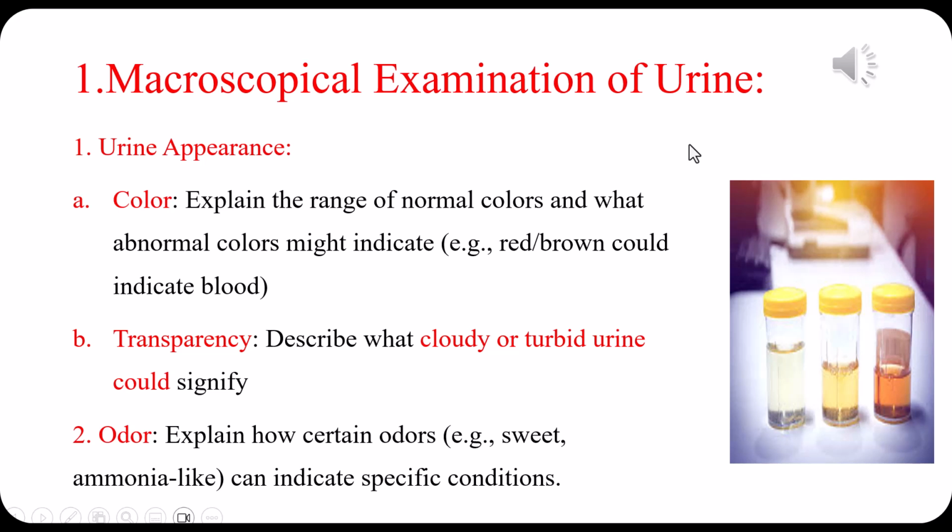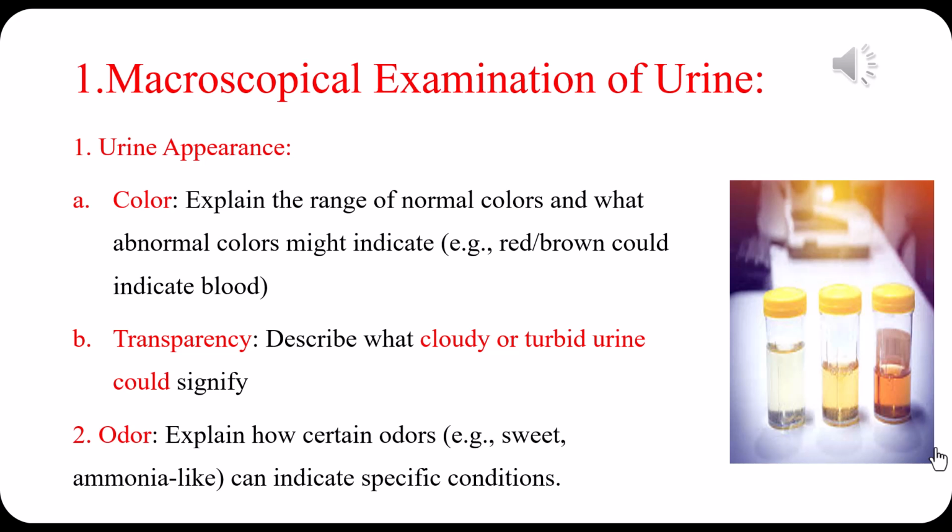Then, after the sample has reached the laboratory and has been collected in the correct way, we do the examination of the urine. We look at the urine appearance by color, transparency, and also odor. The color is very helpful for examination and gives an indicator of what the patient has. For example, the color ranges from normal to abnormal; red, brown, or cloudy may indicate blood.